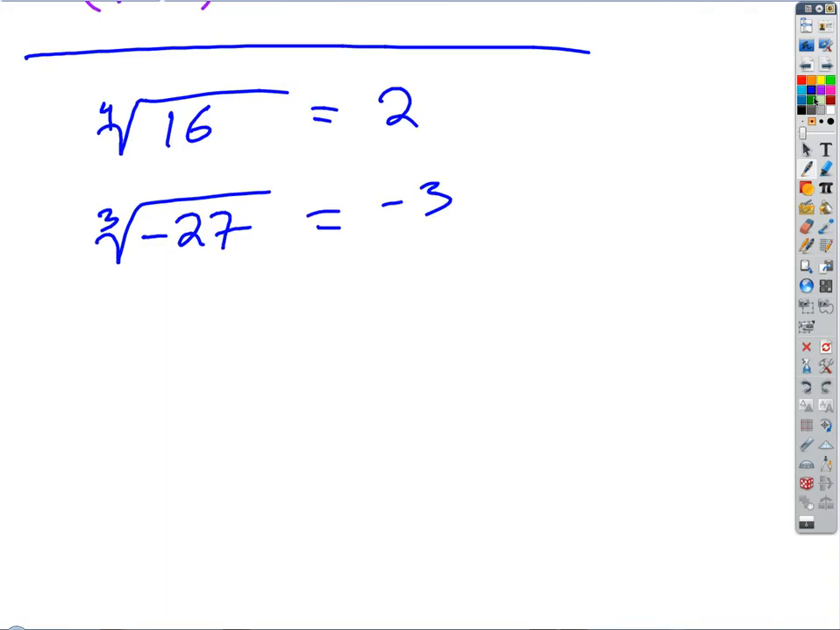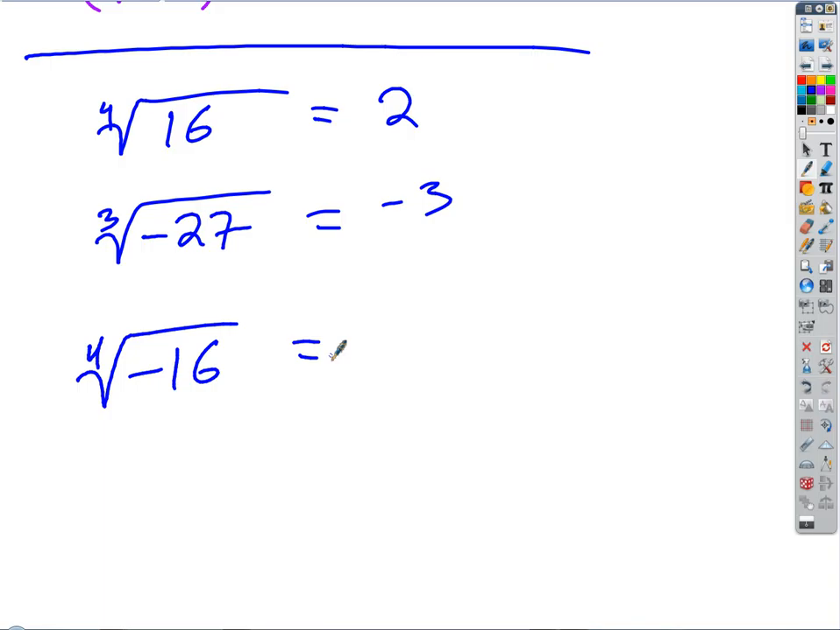Okay, what is the 4th root of negative 16? I heard negative 2, is that right? It's imaginary. We got a problem there. What's the problem? You can't take an even root of a negative number. It's not going to work.